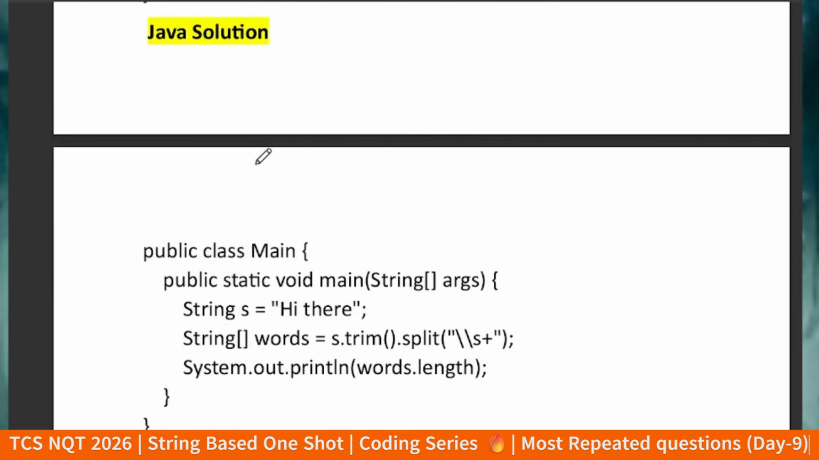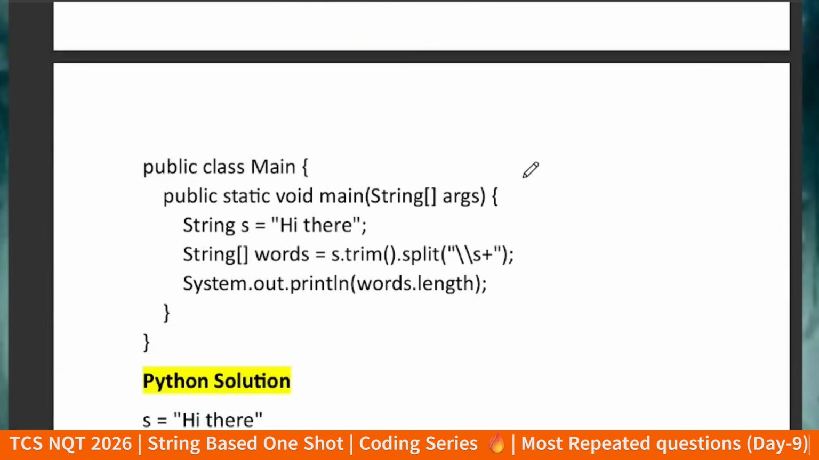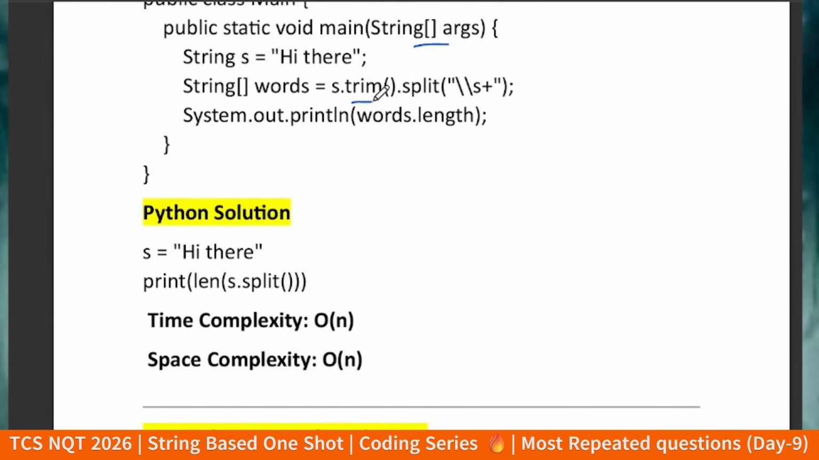Coming to the Java solution, here I'm taking the input, and I will use the trim function. So when you use trim().split by the space, all values will be stored in the words string array, and you just have to print the length of that particular array, which is words. So it will give the number of words present in that string.